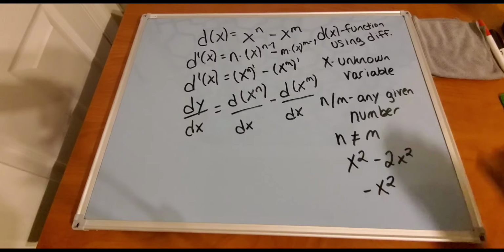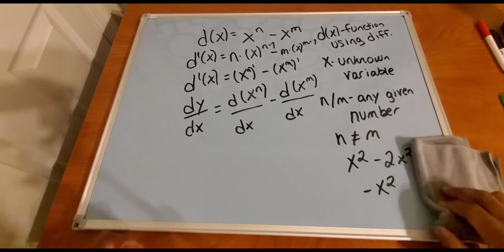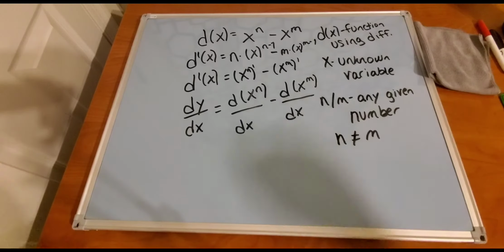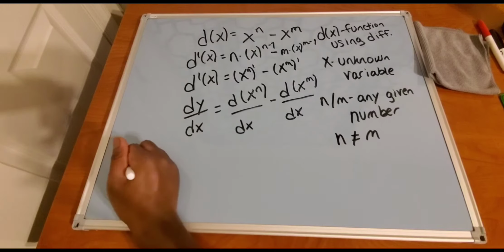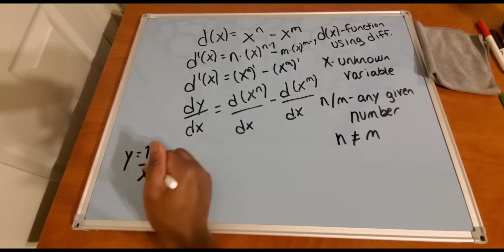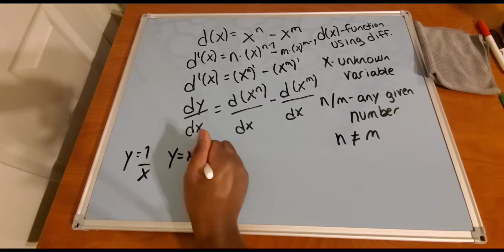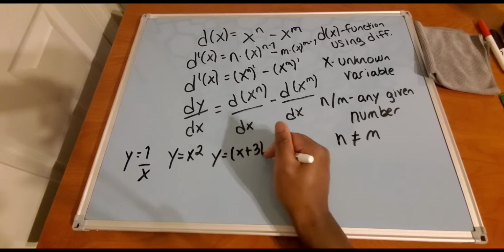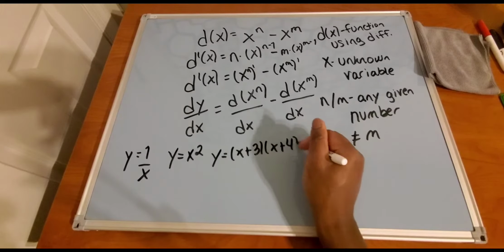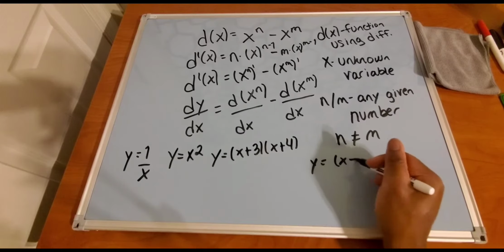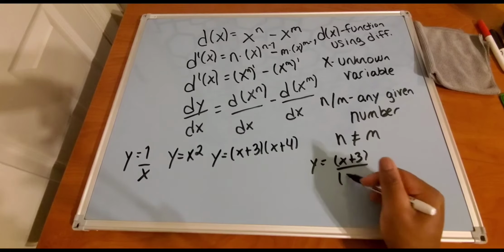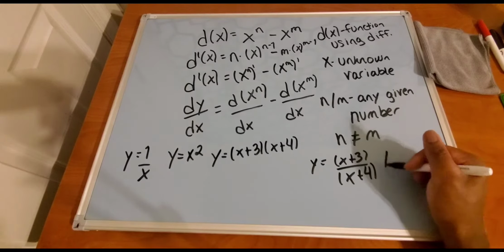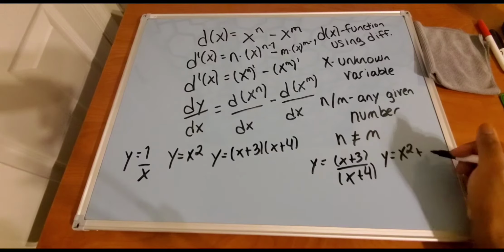Technicalities aside, there's a couple different forms I want to familiarize you guys with. So I'm going to erase that. We'll keep that. So the first thing I want you to consider is, say you have y is equal to 1 over x. You also have y is equal to x squared. You also have y is equal to x plus 3 times x plus 4. You also have y is equal to x plus 3 over x plus 4. And you also have y is equal to x squared plus natural log of x.